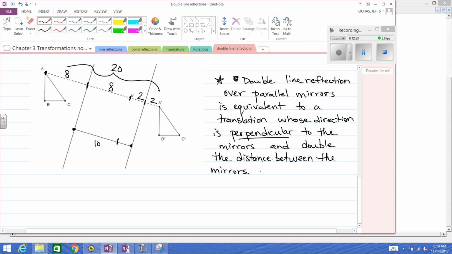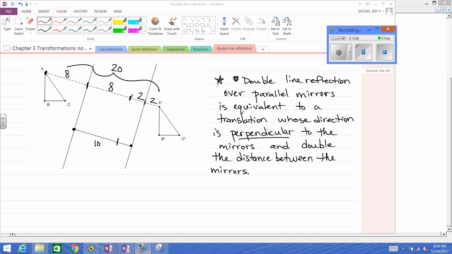So that summarizes double line reflections when the lines are parallel. We're going to have to look at next what happens if the lines are not parallel. We'll go over to Geometry Sketchpad and show you that. All right, actually, this is going to be too long of a video, so I'll stop this one here and I'll do the next one on another video. Thanks so much.